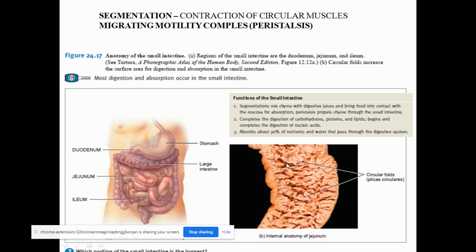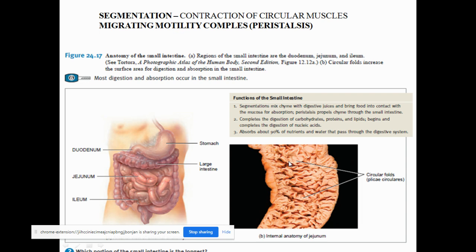Segmentations are localized contractions, unlike peristalsis, which is a complete contraction. Peristalsis allows the transport of food from one region to another, but segmentation helps in mixing rather than transport. Because one segment is contracting, they are called localized contractions, helpful in localized mixing.